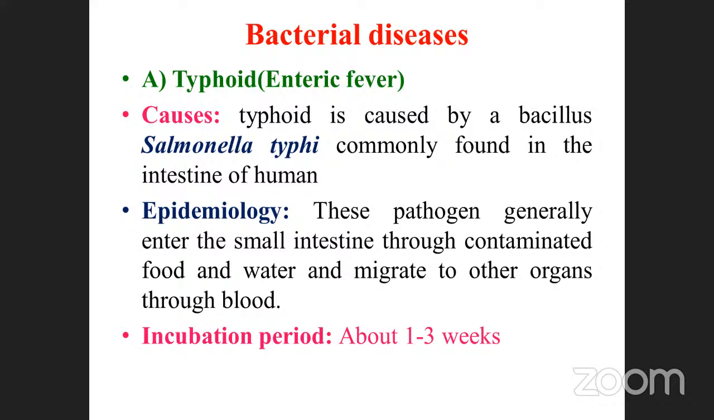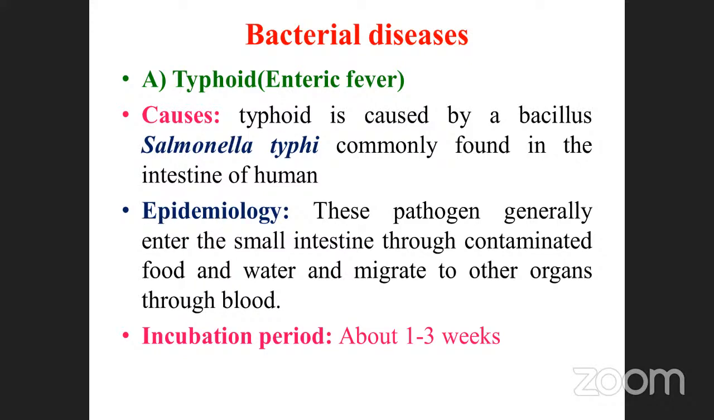Take an example, bacterial diseases. In the first column you put the serial number, then the disease name: typhoid. It is otherwise called enteric fever. Typhoid is called enteric fever. How is it caused? That is, what is the causative organism? Typhoid is caused by the bacillus Salmonella typhi. Already we saw it in the tabulation. It is commonly found in the intestine of humans.